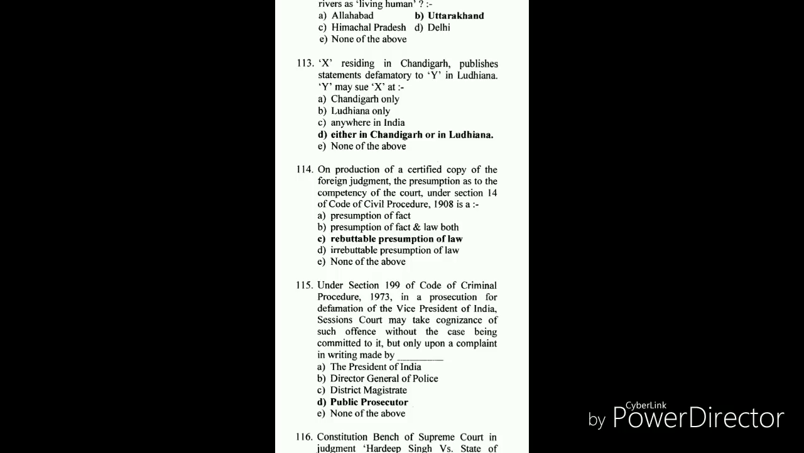On production of a certified copy of the foreign judgment, the presumption as to the competency of the court under section 14 of the Code of Civil Procedure, 1908, is a rebuttable presumption of law. What does it mean? It means that you can rebut it. There are grounds given. If it is false in that, then it is rebuttable.